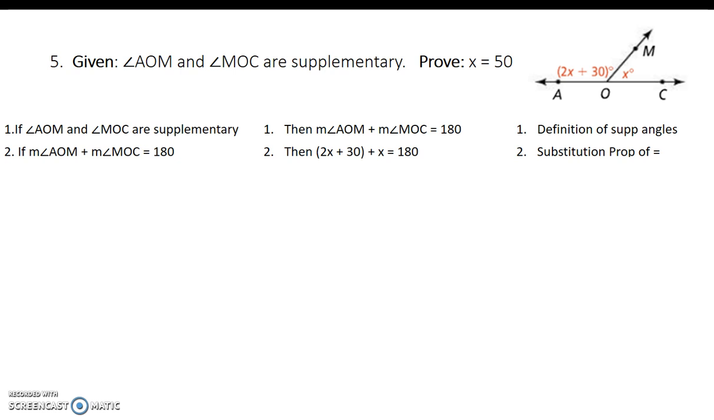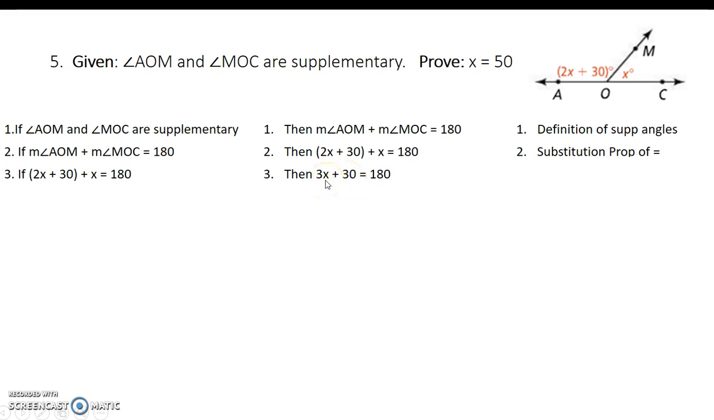Okay, and then in our third line, we kind of take what we had as our then statement. It becomes our if statement. So if we now know this, again, all of these things, we've explained why they work. So if we know that 2x plus 30 plus another x equals 180, how could I simplify that last year in algebra? Well, we would have just combined the common things. So the 2x and the x become 3x.